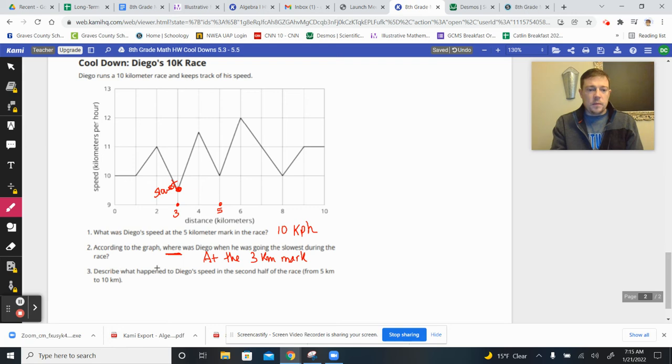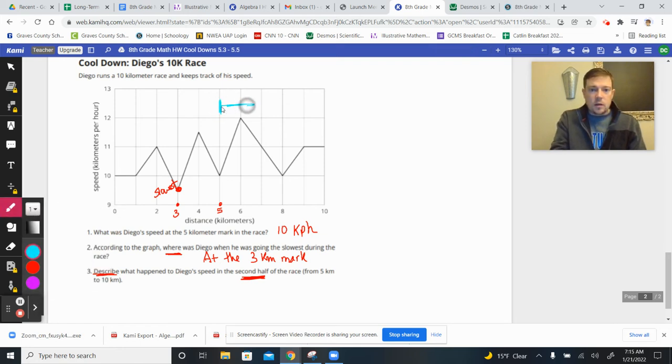Now, the description part, I want detail, right? I don't just want basic things. I want you to give me very specific details on this, and I'll show you an example of the first part of it here. We are describing what happened to him in the second half of the race. Okay, they even give you what that is. That's from kilometer 5 to 10. So we're talking about the range of the graph from this point all the way to the end of the race. We want to describe his behavior in speed from the 5th to the 10th kilometer.